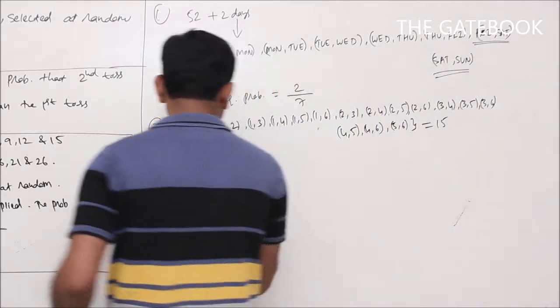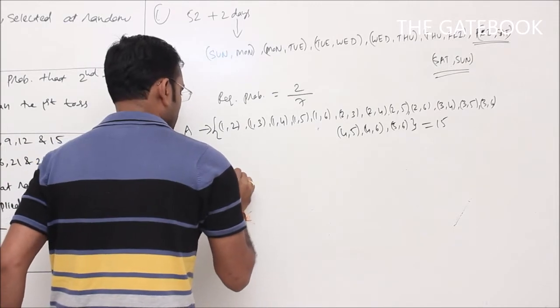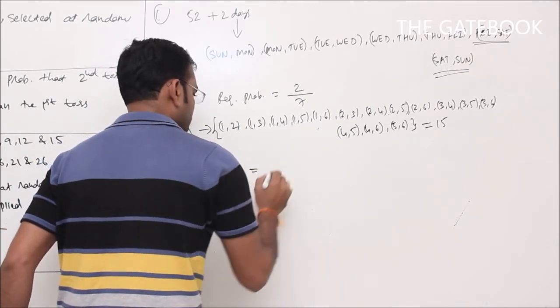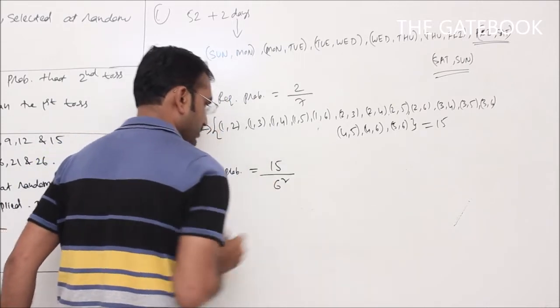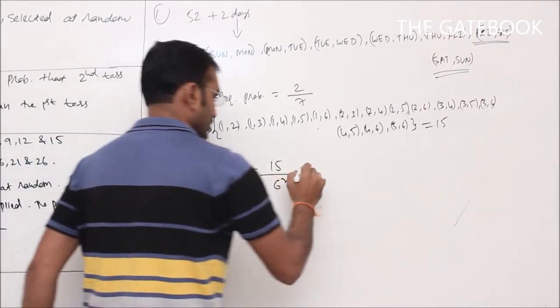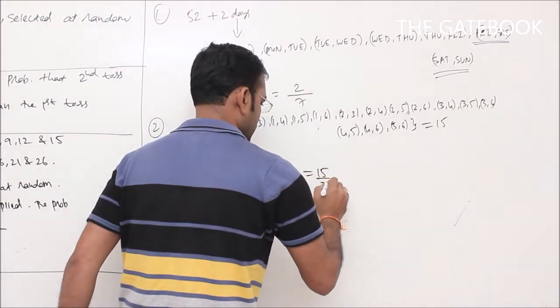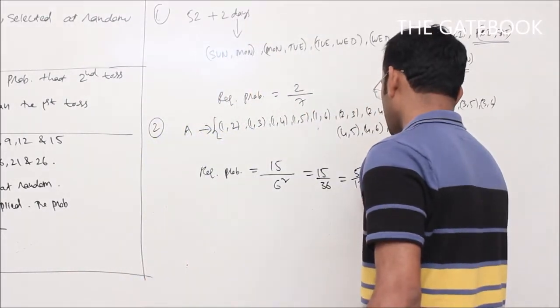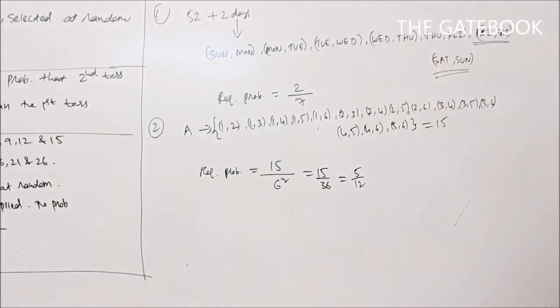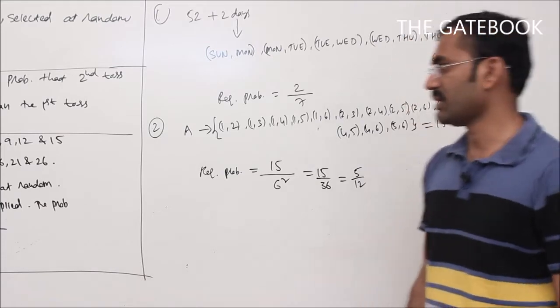Therefore the required probability is equal to the number of favorable cases by the total number of possible cases. The total number of possible cases is 6 squared because the die is tossed 2 times. So you get 15 by 36, which is equivalent to 5 by 12. So the answer for the second question is C, 5 by 12.